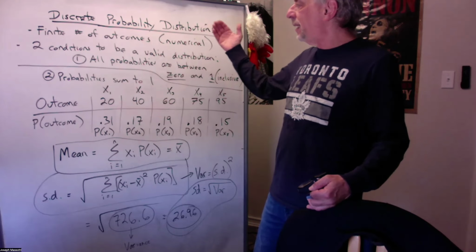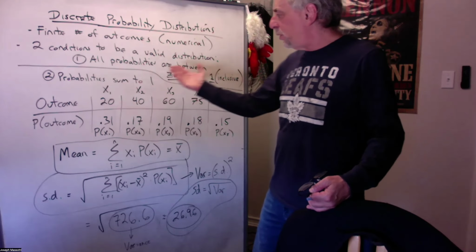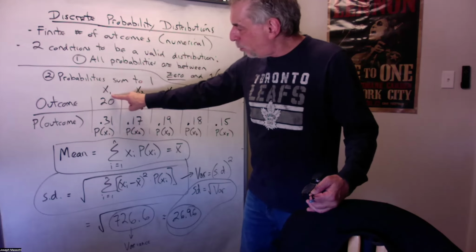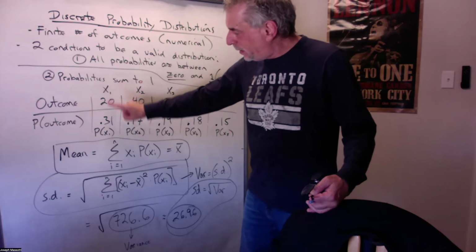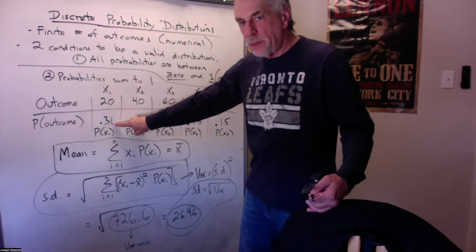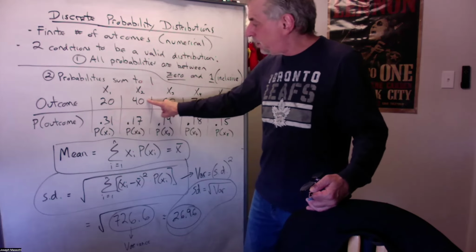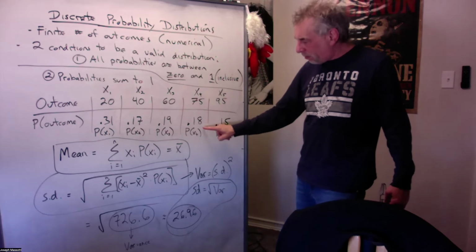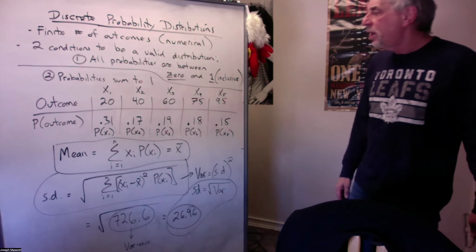All right, so if you're asked, is this a valid probability distribution? So we have the outcome and the probability of that outcome. We call this x sub 1. This is the first possible outcome. This is the probability of that first possible outcome. Second possible outcome, probability of that second. Third, probability. Fourth, probability. Fifth, probability.